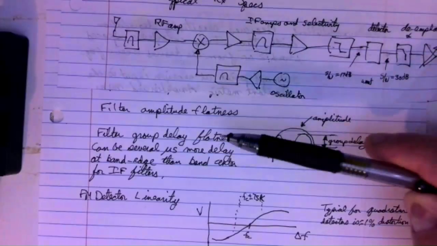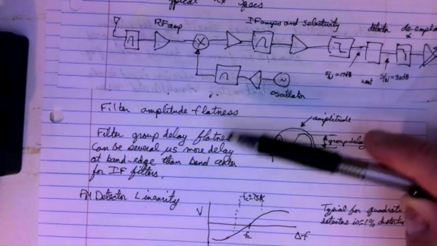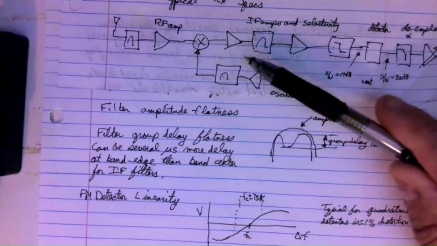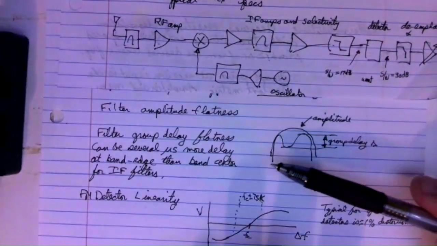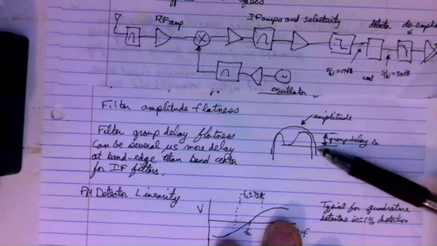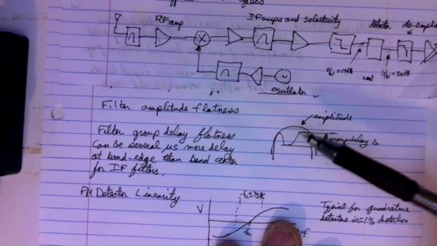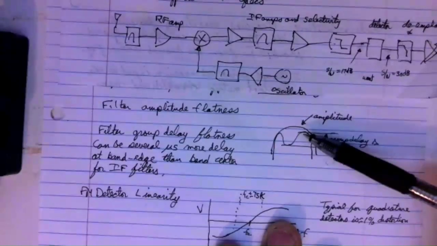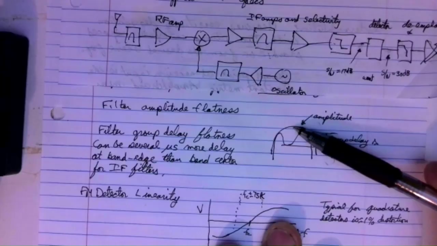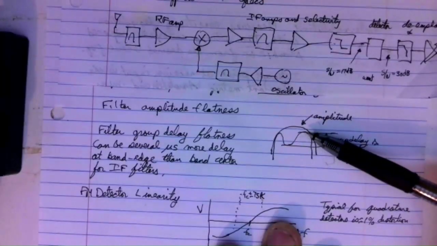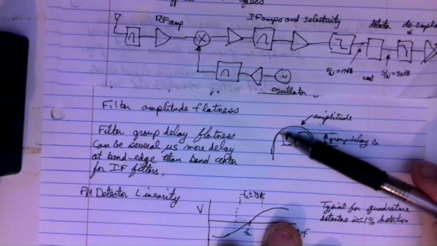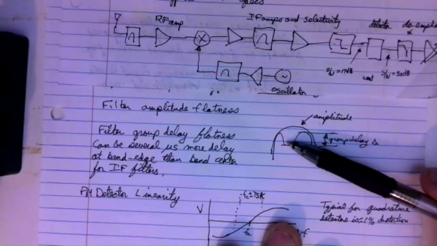Now, something that you wouldn't have maybe thought of is filter group delay flatness. If you have a high performance IF filter, it can have a very nice rounded nose like I'm showing here, but the time delay through this filter can be several microseconds more at the band edge. For instance, if this is 10.7 megahertz in the center, and this is maybe 10.78 and 10.62, the delay at these frequencies can be several microseconds more than the delay in the center of the band.